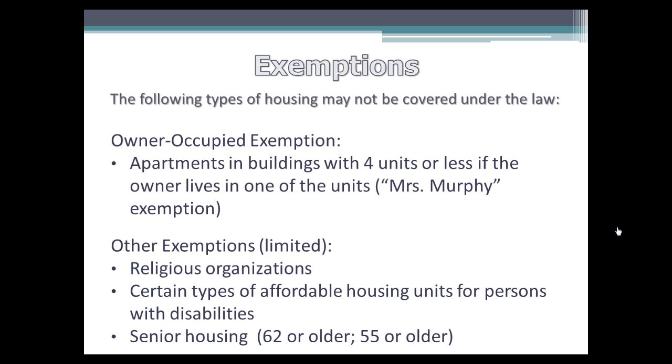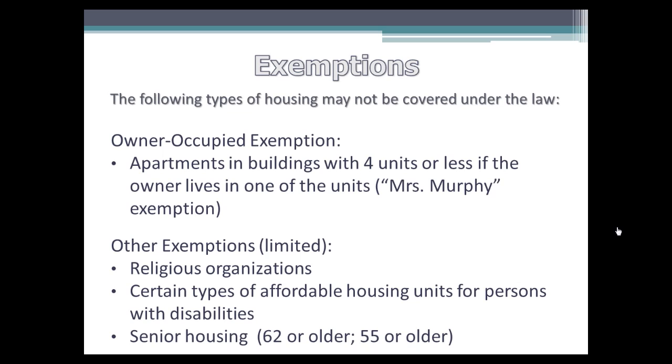There are some exemptions. There are some properties that are not covered under state or federal fair housing laws because of the exemption. So the Mrs. Murphy exemption provides that if an owner lives in a building with 4 or fewer units and rents out the other units, the building is exempt from coverage under federal and state fair housing laws. However, there is no exemption if a landlord makes discriminatory statements. Also, a local ordinance may still cover the building.